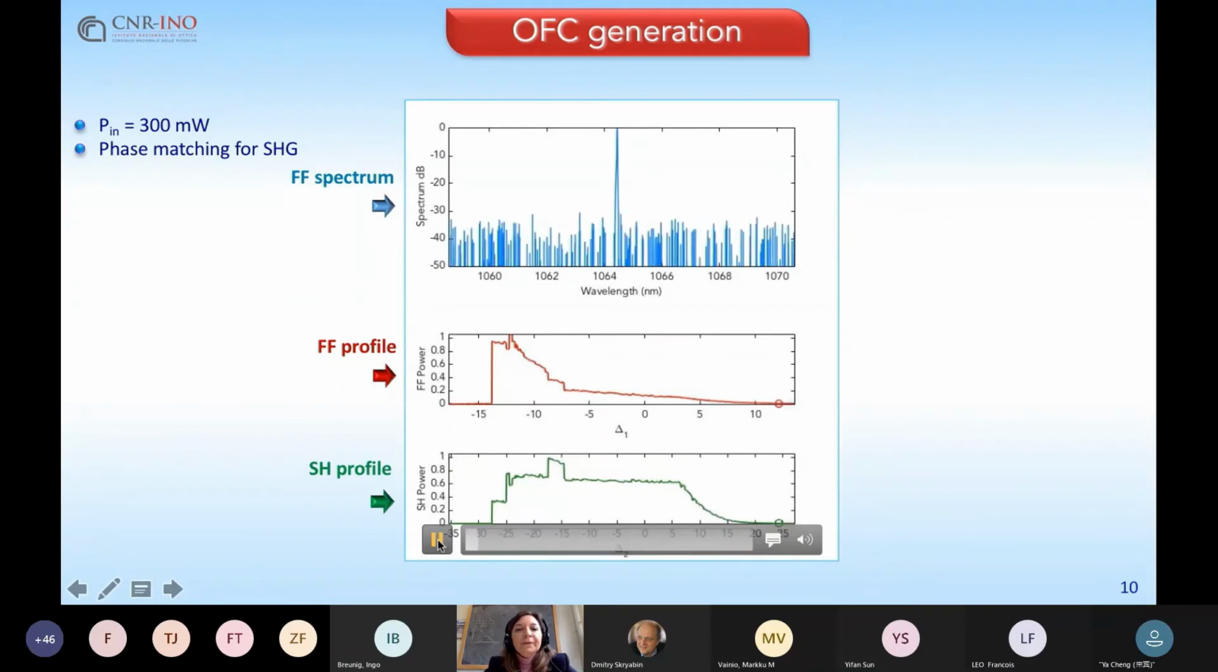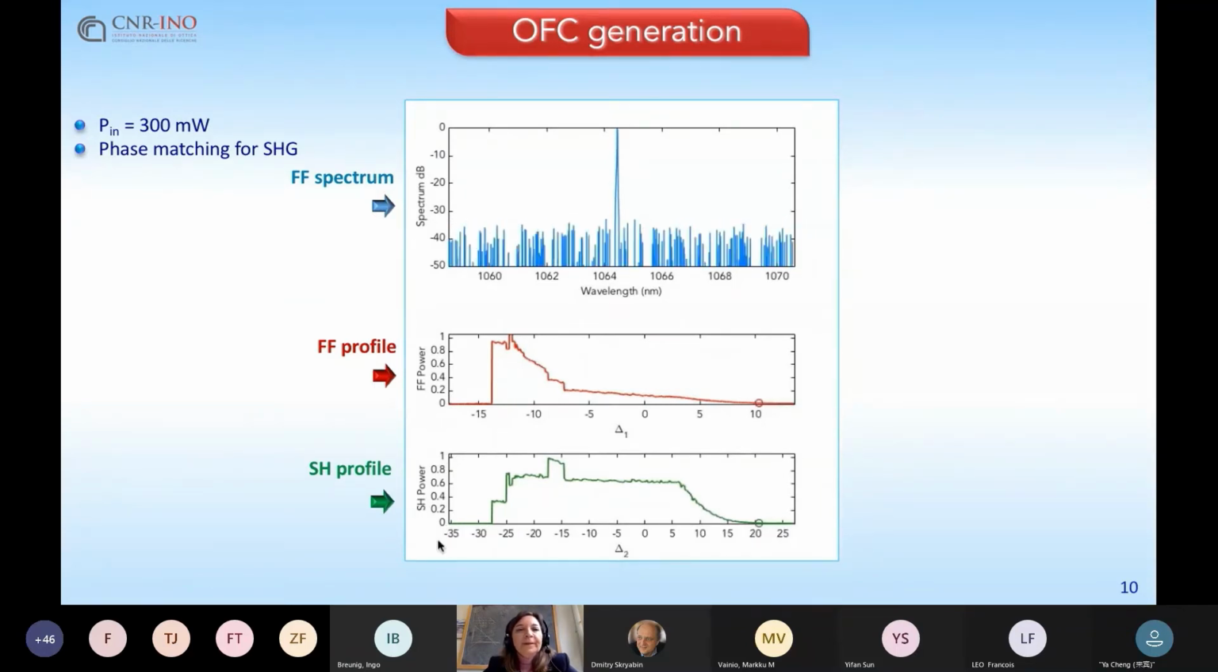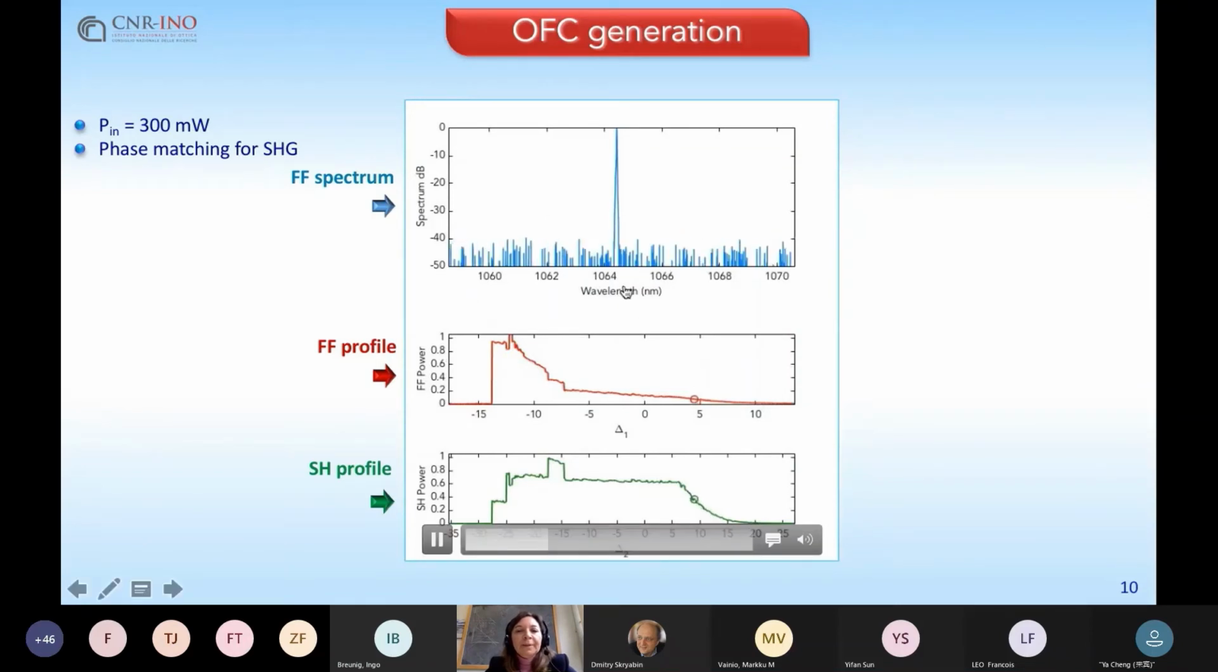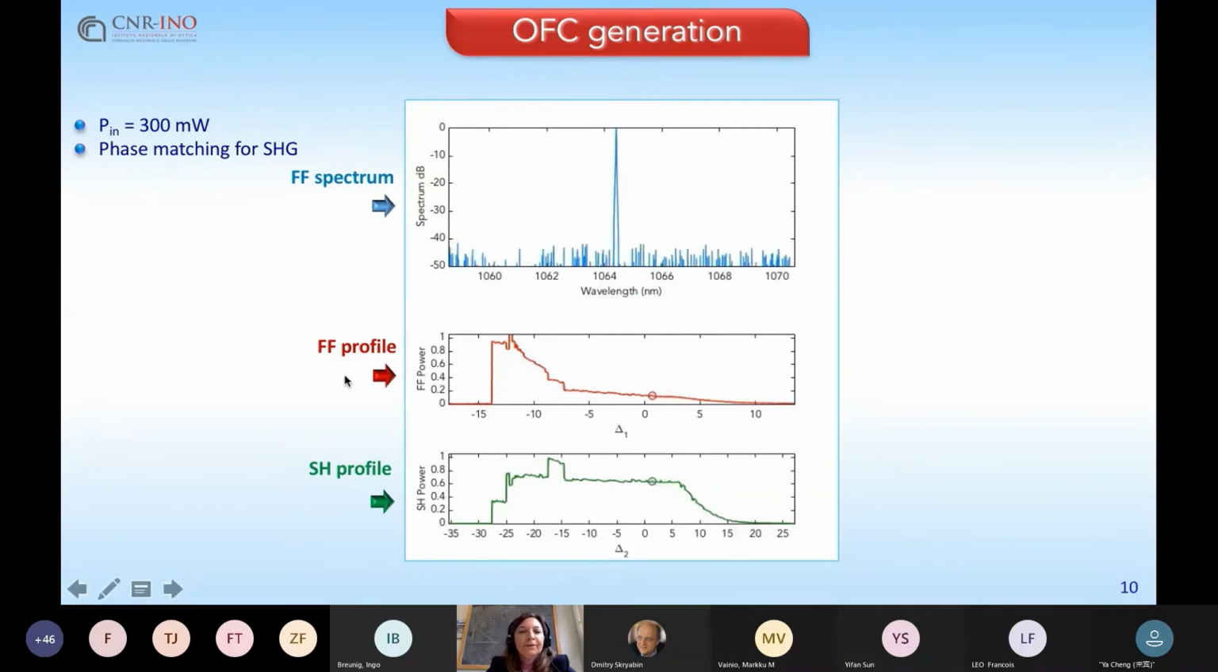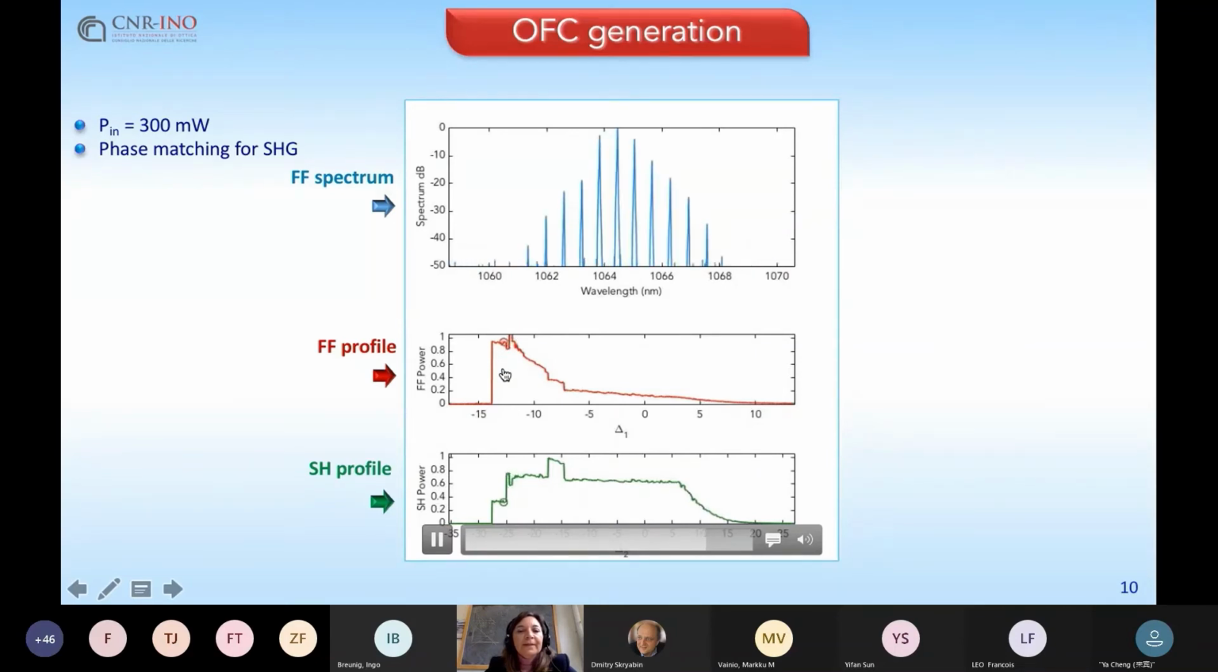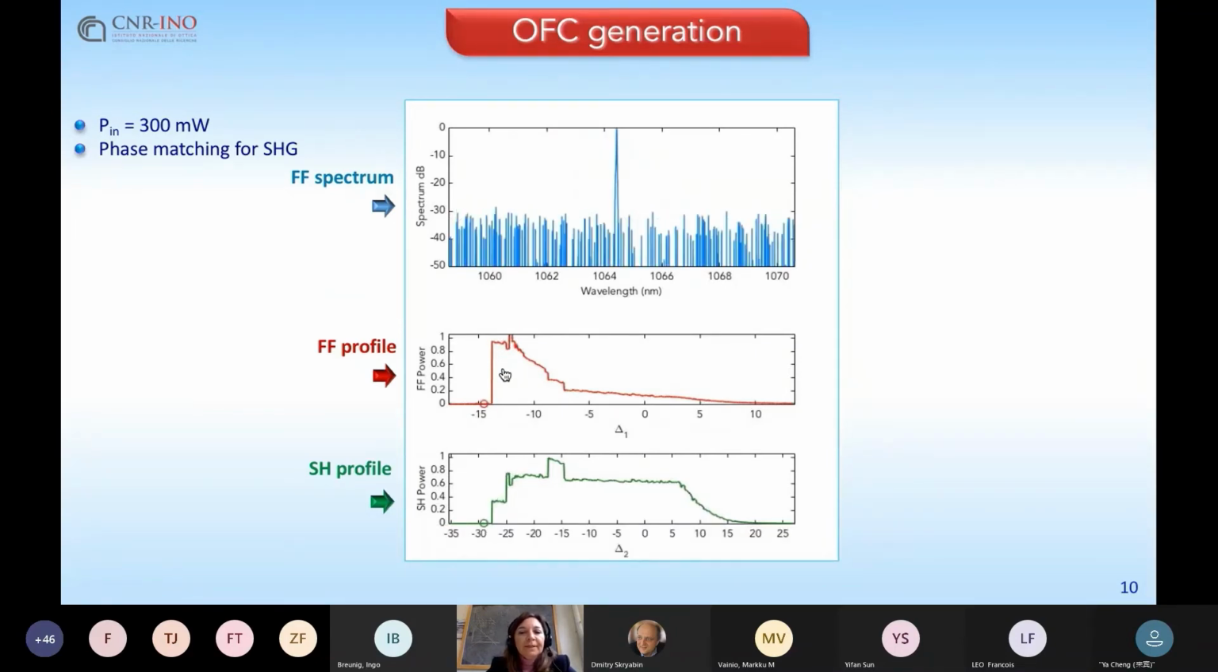And this movie here shows the results that we obtained when the cavity is pumped with 300 milliwatts of pump power and the crystal is at phase matching for second harmonic generation. In particular, the upper part of the plot shows the fundamental spectrum, while in the lower part of the plot there are shown the fundamental and second harmonic profiles respectively. So the circles indicate that we are scanning the detuning and show the actual laser frequency detunings. As we can see, I hope anyone can see it, we have different types of combs corresponding to the different laser cavity detunings with different spacing and spectral span.